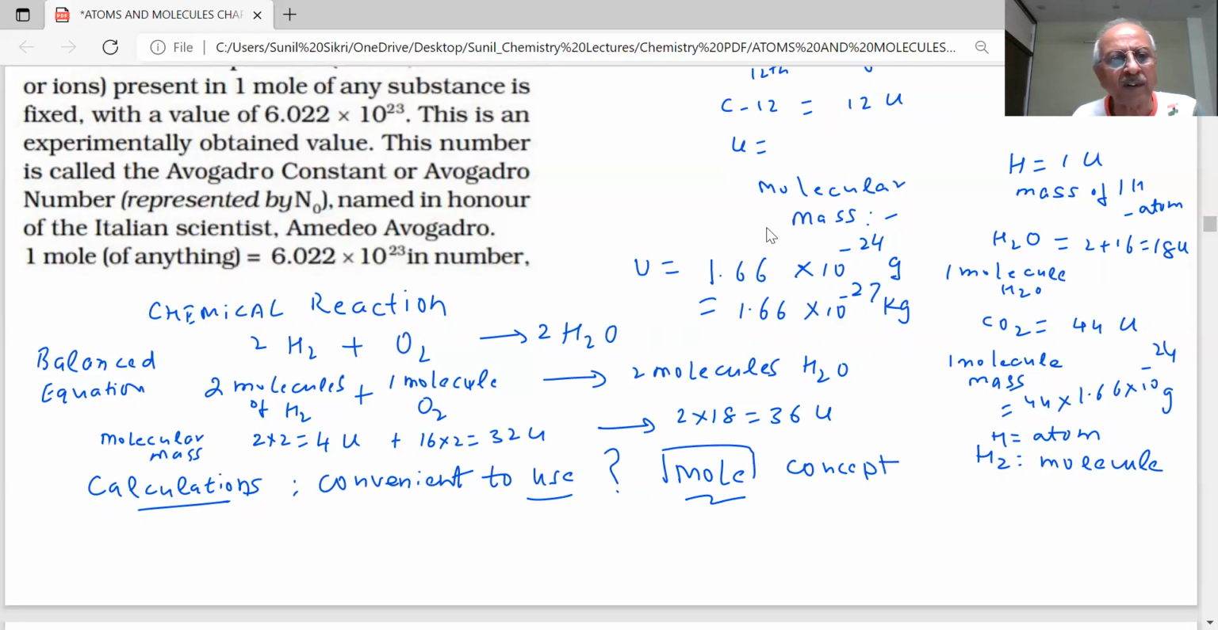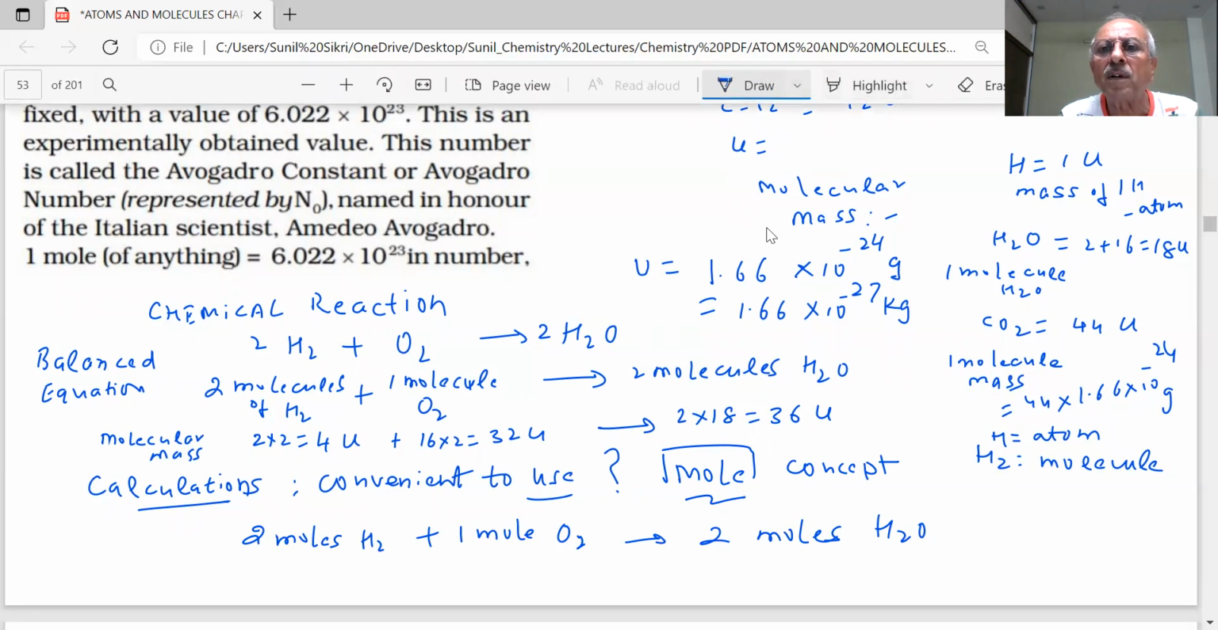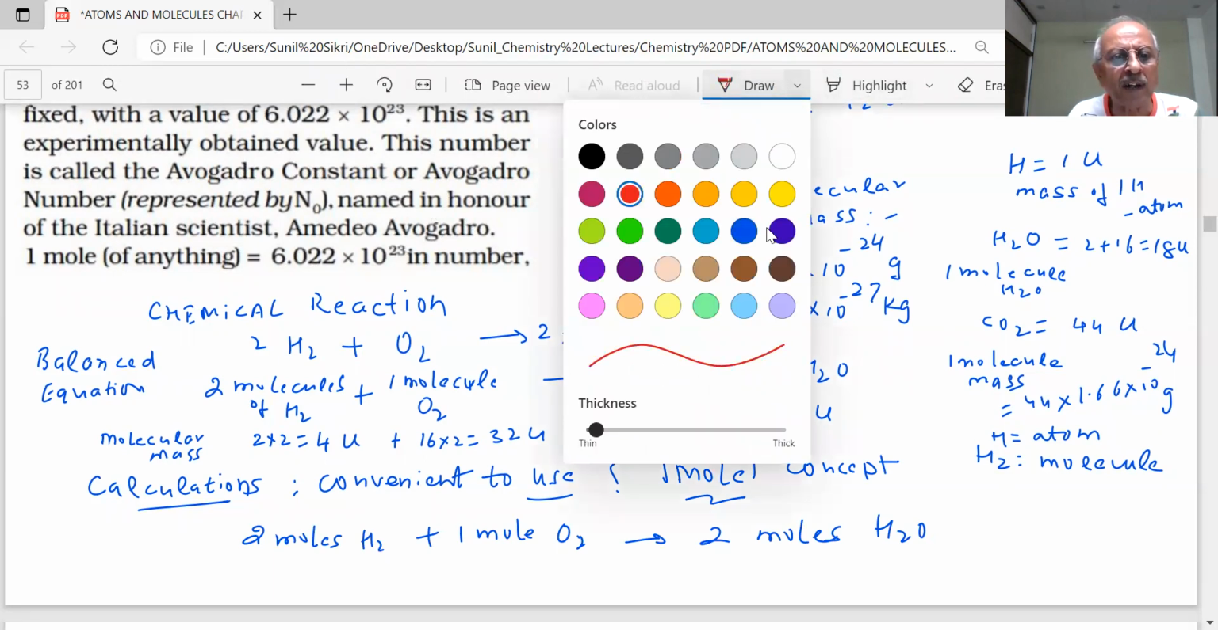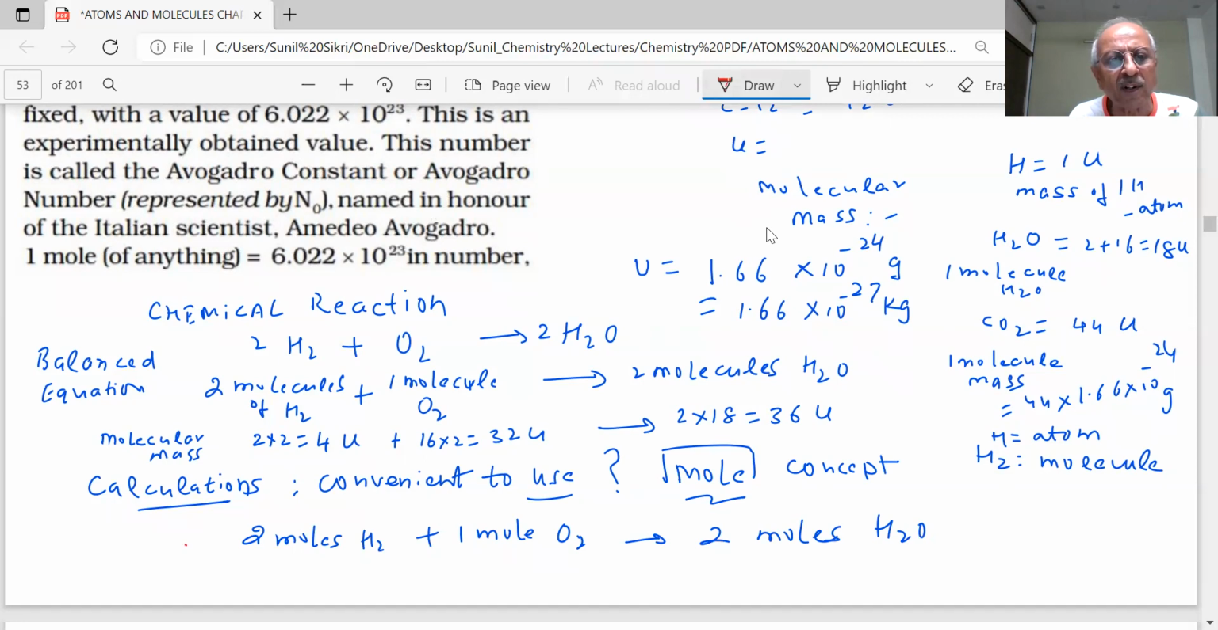Now what I am talking about is the mole concept. Instead of saying 2 molecules of this, I am saying 2 moles of hydrogen. 2 moles of hydrogen combines with 1 mole of oxygen, student, to produce 2 moles of H2O. So from molecules, student, I am coming to moles. This is a very important concept now. You understood? Now we are trying to use mole instead of the molecules.